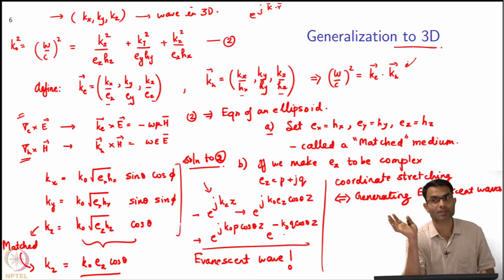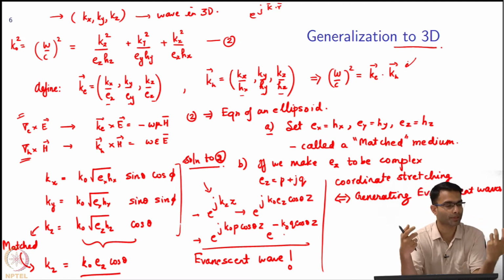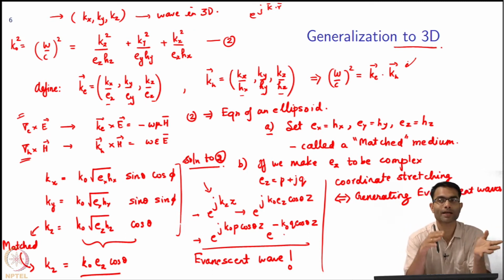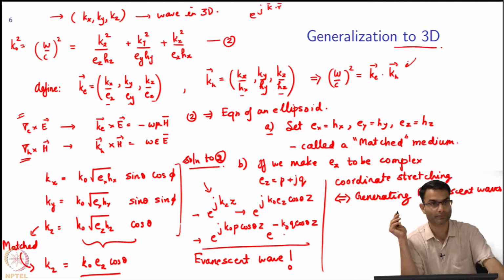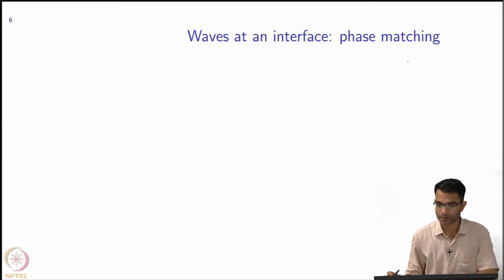But what was our original motivation? We wanted to put in an absorbing layer in our computational domain such that the waves did not get reflected back. So, for that we have to consider the interface between two media. So, that is what we will look at next. An interface between two mediums.